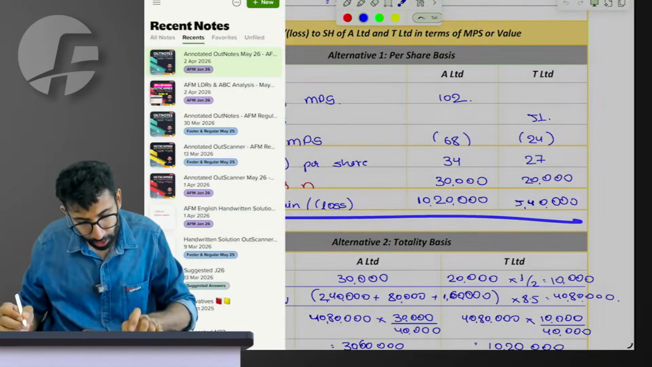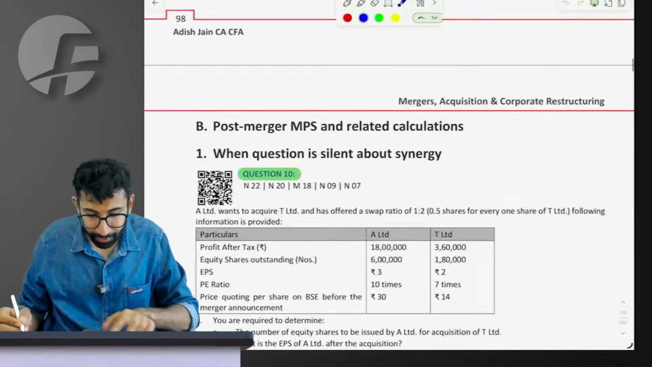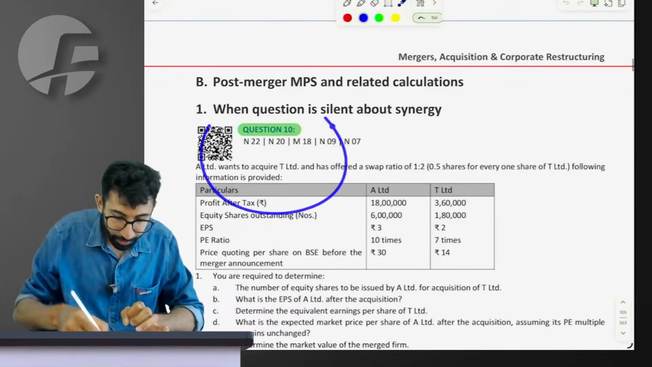Sorted? Yes, sir. Shall we do some practical question on this category? Yes, sir. So let's start with this very first practical question, question number 10.